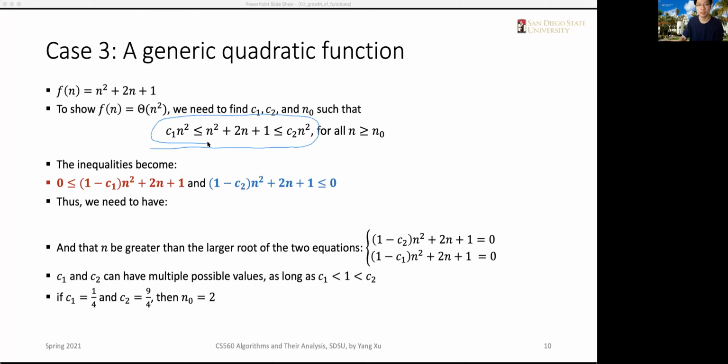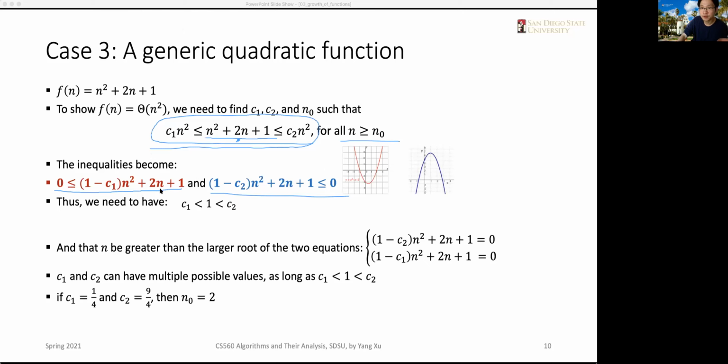Let's look at this part first. Because we want to prove the Big-Theta notation, we want to find the C1 and C2 such that the target function is bounded by the upper bound and lower bound for all n's, right? The inequality becomes this if we move the terms from the left to the middle and from the right to the middle. Then we basically have two inequalities, right? So we need to have C1.